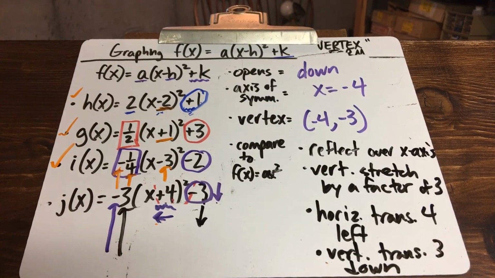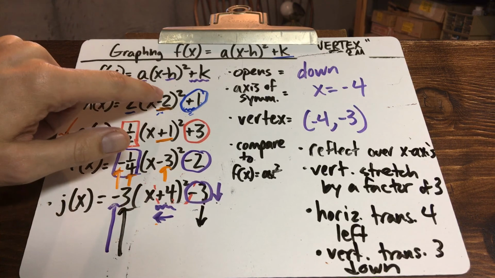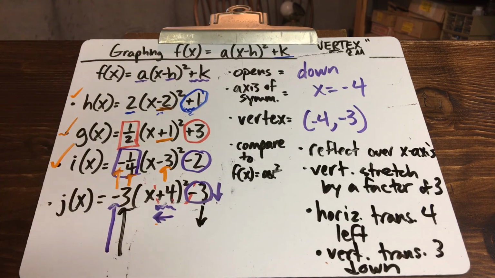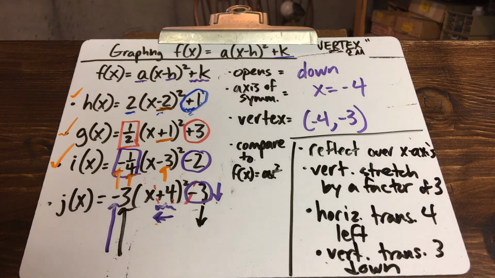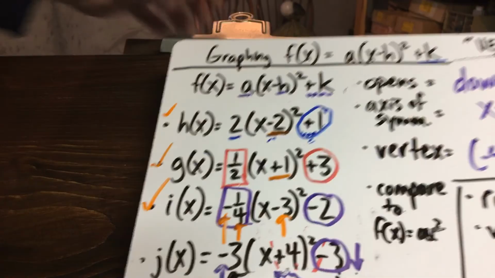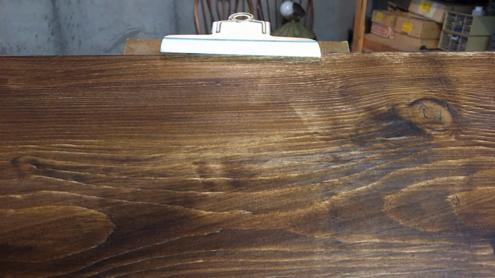So you can see each piece of the puzzle here: the negative sign, the number for the A, the number for the H, the number for the K. It all tells you a characteristic of the graph. That's about as complicated as it gets, and I'm about at the 20-minute mark, so let me move ahead to my last board. I hope this is the last one.